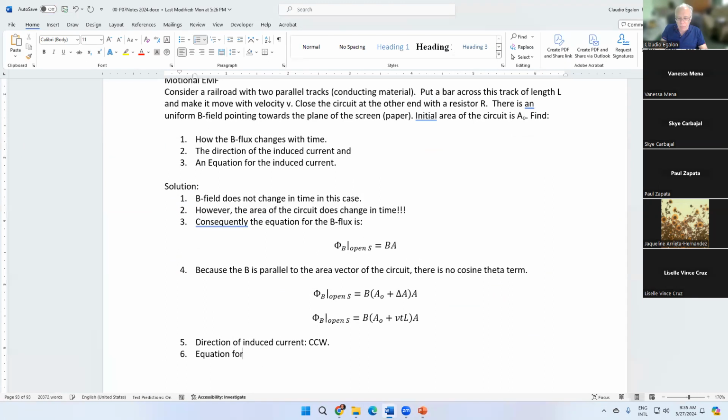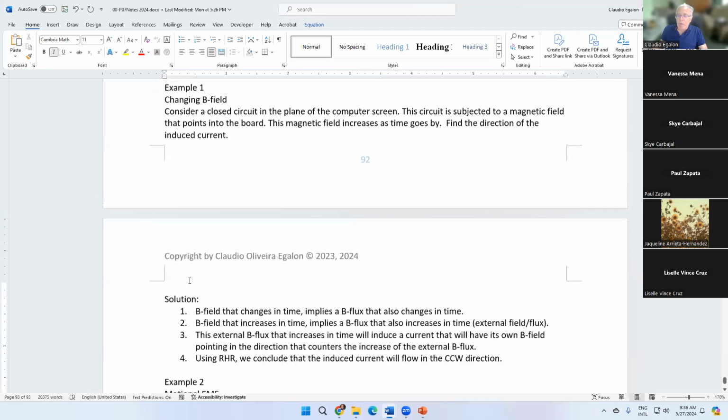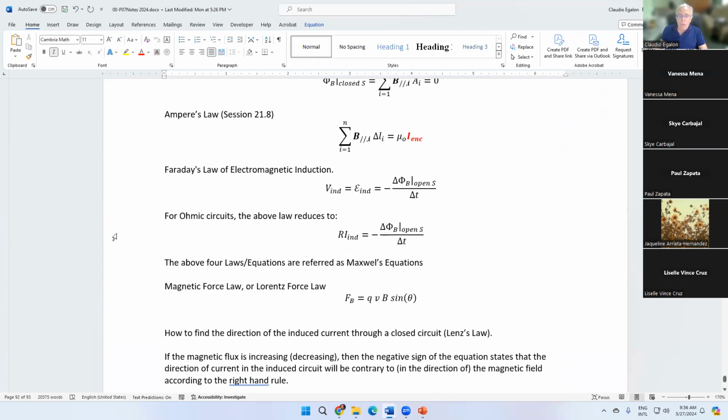Equation for the induced current. And by the way, let's put delta t here, right? It would be better if you put delta t. The equation for the induced current is going to be what we saw before, right here.